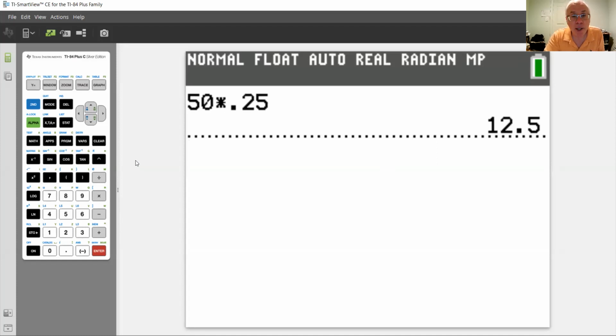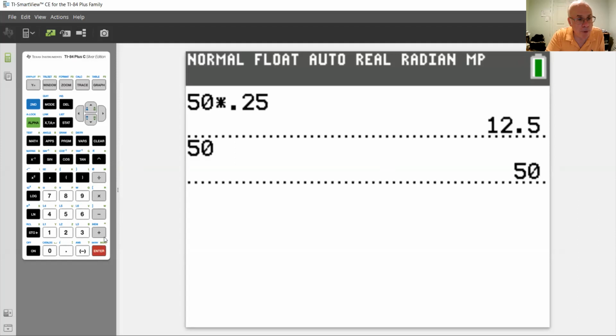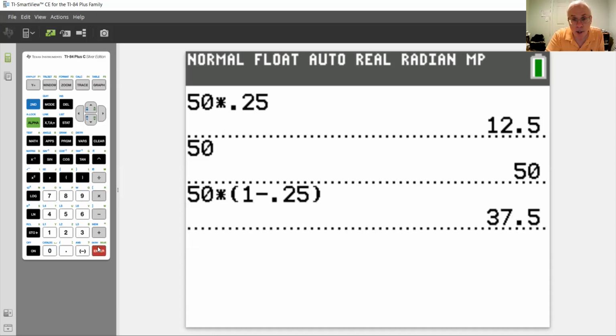We have to calculate N times 1 minus P. So again, 50, I forgot to multiply, times, and then parentheses, 1 minus P. We know 1 minus 0.25 is 0.75, but we're just going to type it in like this, hit enter. All right. So N times P is 12.5, bigger than 10. N times 1 minus P is 37.5, bigger than 10.